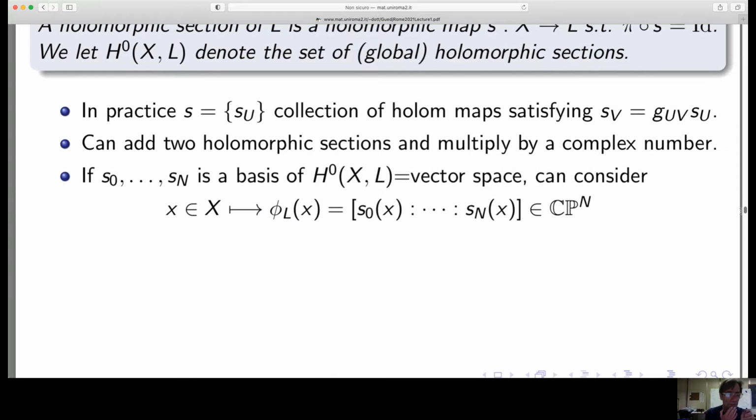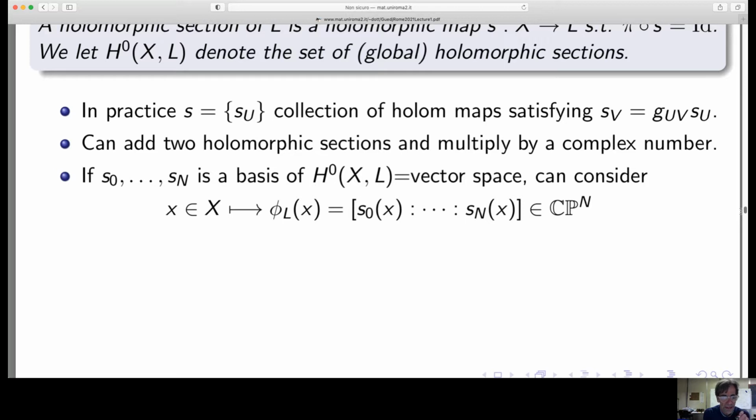Now, the space of sections is certainly a vector space, because you can sum two sections and multiply a section by a complex number. And then you can have a basis of sections. It can be proved that the space of sections of a line bundle on a compact complex manifold is always finite dimensional. So you assume you have n sections which form a basis. Then for any x, S_0(x), ..., S_n(x) are elements in the fiber over x. So it's a product of the fiber n plus 1 times.